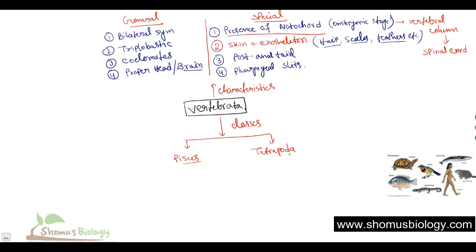Tetrapods, okay. So now we can break the pisces down into three different classes. I can put it here. One is Agnatha. Look at the spelling very carefully. Second one is Chondrichthyes.